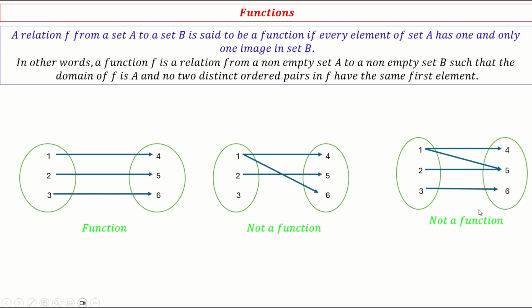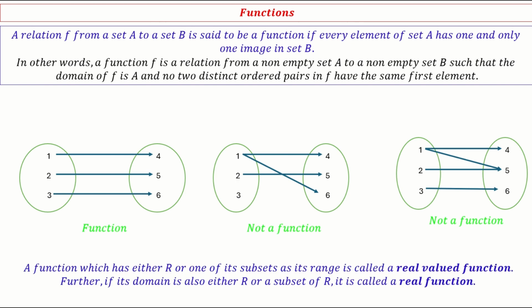Okay. Now here 3 has an image, no problem, but 1 still has two images. So this is also not a function. So now you know the definition of this one. Clearly we can see a function is also a subset of a relation. A relation is a subset of the Cartesian product. A function which has either R or one of its subsets.